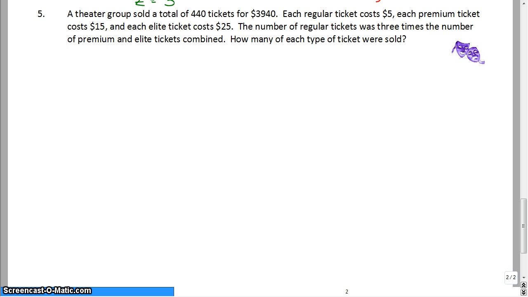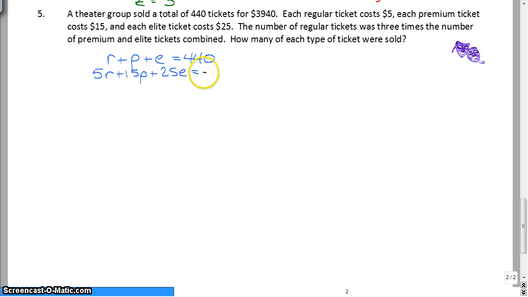So, a theater group sold a total of 440 tickets for $3,940. There's your first equation. You just have to read what kind of tickets they are. So you have the regular tickets, which are $5. Premium tickets are $15, and elite are $25. So, you know you're going to have regular tickets plus premium tickets plus elite tickets, and you sold 440 total tickets. But then each regular was $5, each premium was $15, and each elite was $25.